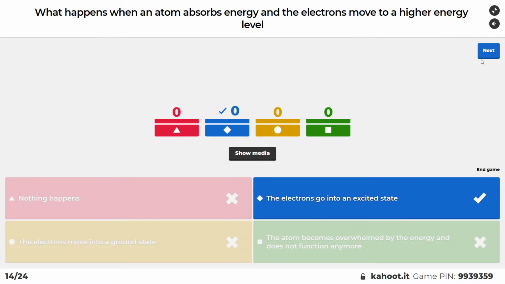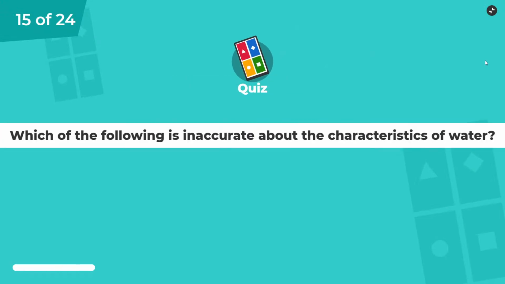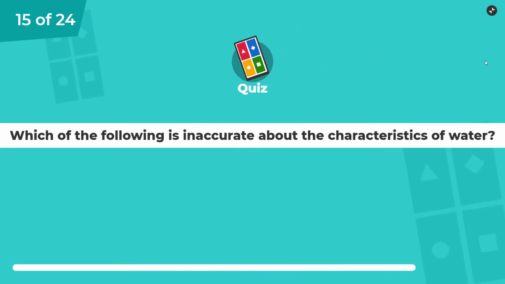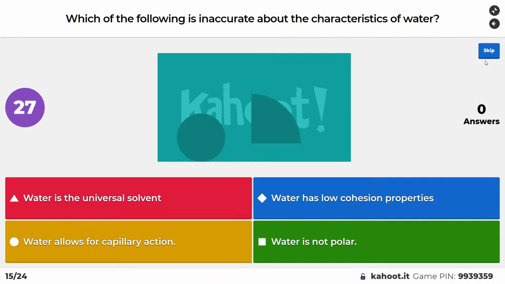The next question has a typo there, but it's fine. Don't even worry about it. All right, next question. Which of the following is inaccurate about the characteristics of water? Water is polar, but we have a problem. We got two inaccurate ones here. Didn't we make it multiple choice? I don't think we did. Oh, that's my fault. Don't pick D, guys. It's A, B, or C.